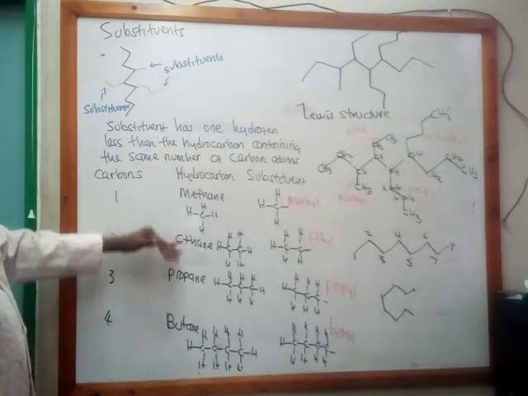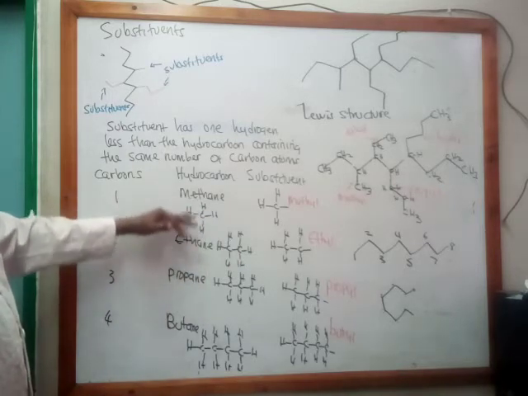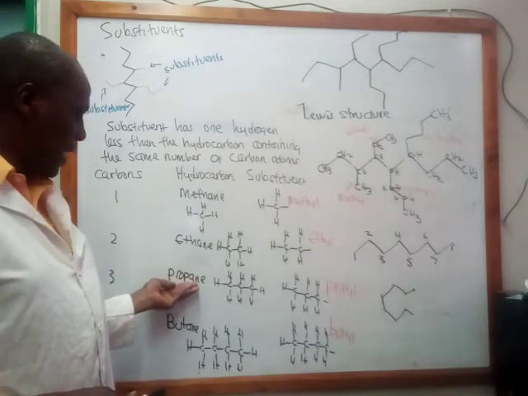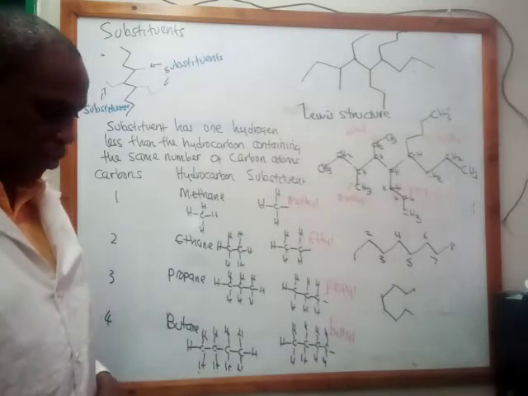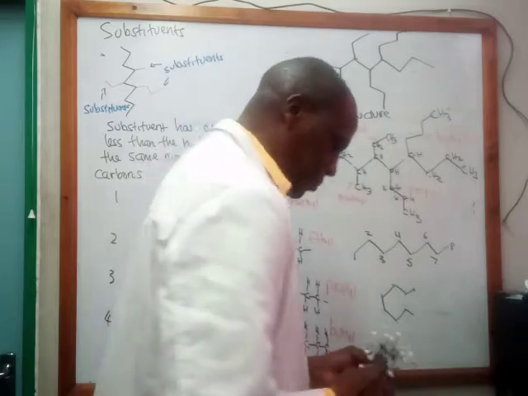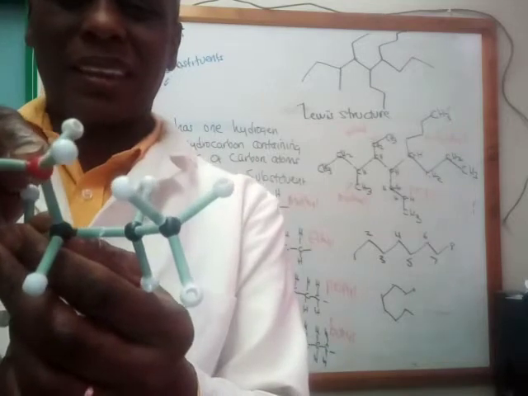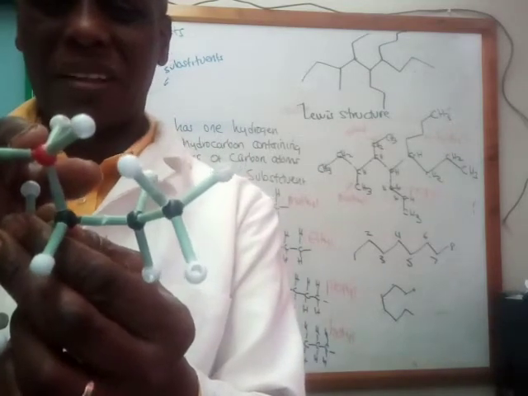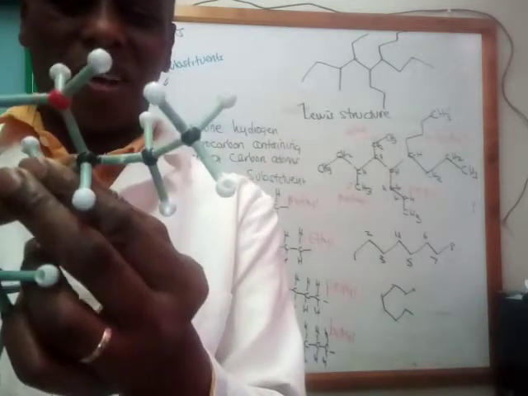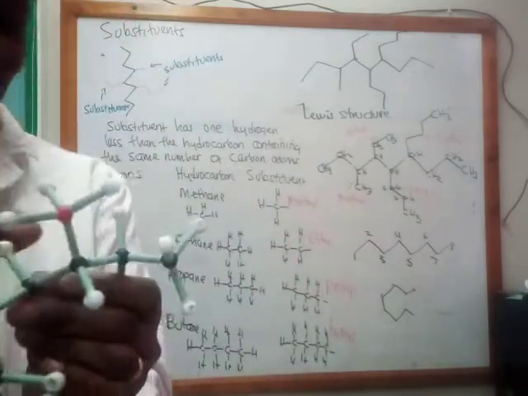So there's something I want to mention about the methyl group, about the substituents, especially the ones which contain three carbon atoms and four carbon atoms. So let me look at this substituent here. Now this is a substituent with one carbon atom. Yeah? It's a substituent, it's a branch from the main chain.